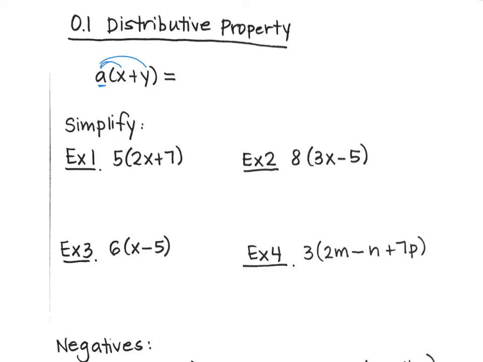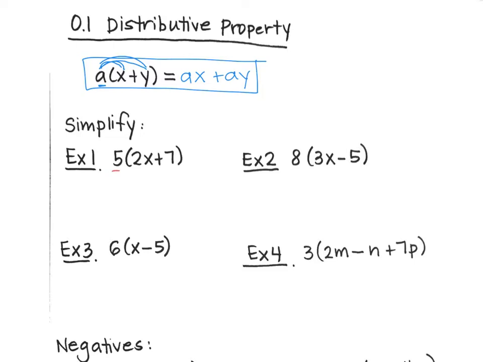If I do a times x, it will equal ax. If I do a times y, I get positive ay. This is the distributive property. Okay, let's do some numeric answers, and then you will probably remember this from pre-algebra or 8th grade algebra. Okay, for example 1.